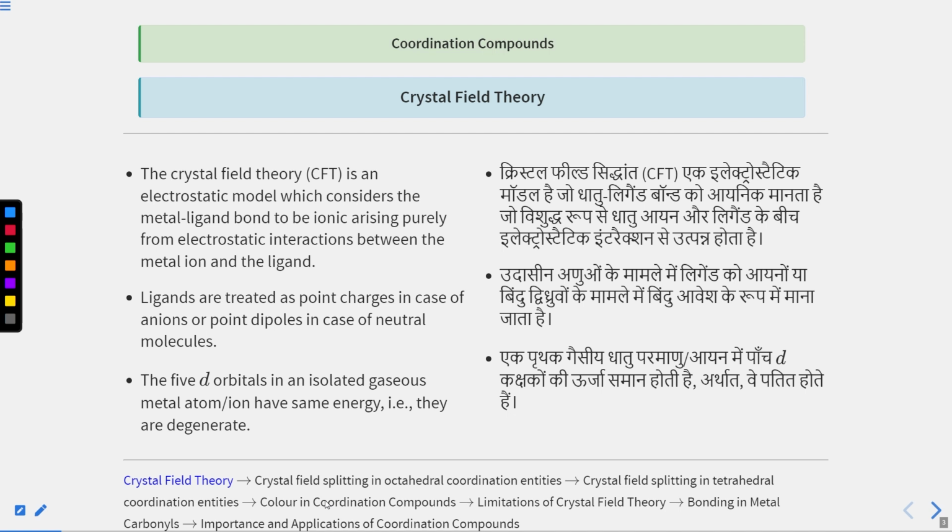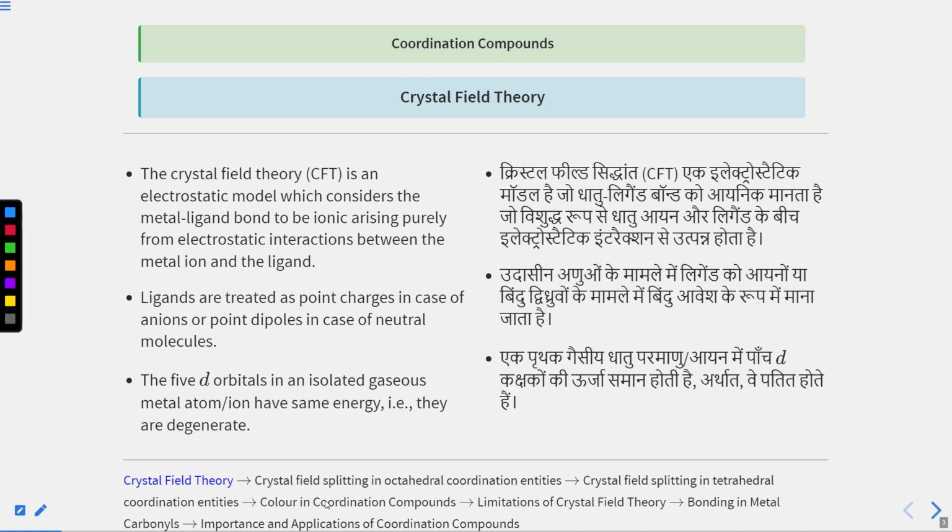So our crystal field theory is based upon the electrostatic field. Second, if it is a neutral molecule, then it is taken as a point dipole, in which the negative part participates in the bonding with the metal ion. And if it is a negative charge, then it is taken as a point charge, and this point charge interacts with the metal ion.